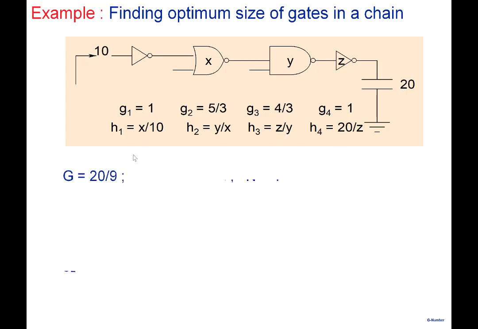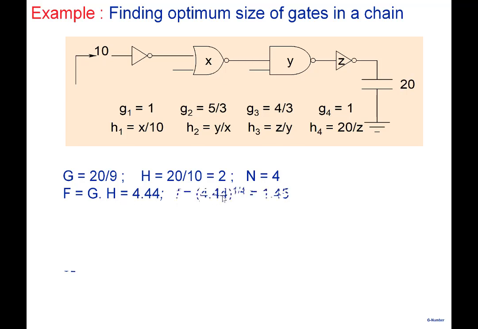And as I said, the method would be to multiply all the G's together, 20 by 9. Multiply all the H's together, which will be nothing but the ratio 20 and 10. So it's 2. Find out N, which is 1, 2, 3, 4 gates in series. Find out F is equal to G into H, the total path effort. Then this is the effort associated with each gate, 4.4414. So this turns out to be 1.45, right?